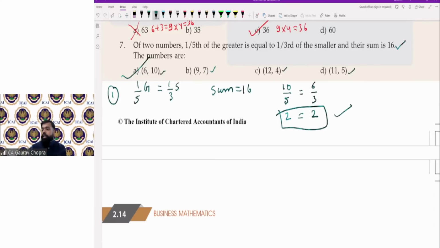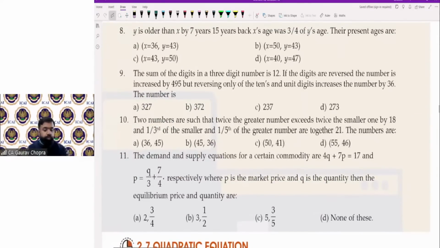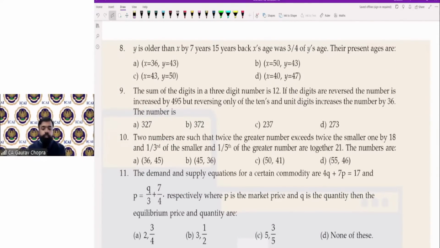So Mansi Mani has given the answer. Komalpreet has given. Then Saloni, Venkat Lakshmi, Om Gupta. Great. So the correct answer was option number A. Now you can try the eighth one also.